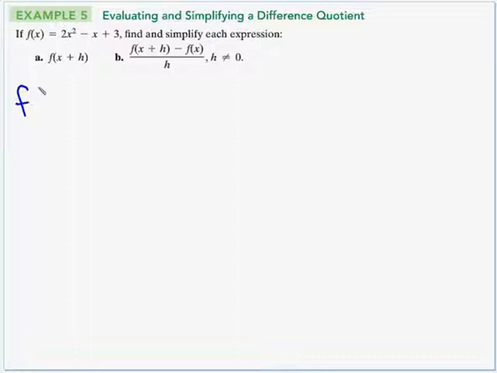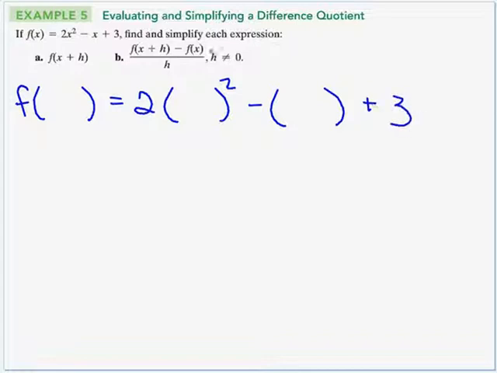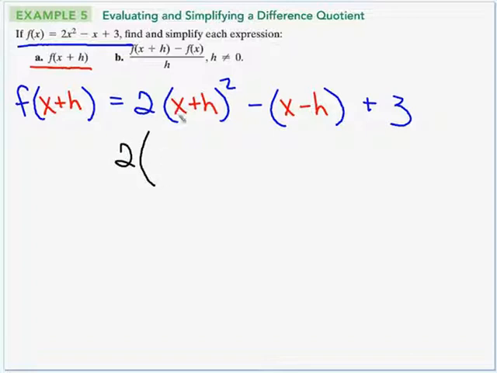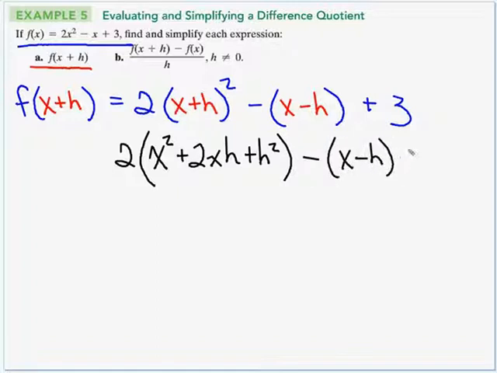Our function, f of something, is equal to 2 times that something cubed minus that something plus 3. I've taken this original f of x, dropped out all the x's, and left the parentheses open as a placeholder. Now for part A, f of x plus h is equal to 2 times quantity x plus h cubed minus x plus h plus 3. So let's do a little algebra on this. We're going to have 2 times this quantity. We'll FOIL this out. Well, it's going to be x squared plus 2xh plus h squared. And I won't distribute the negative yet because we still have to distribute the 2.